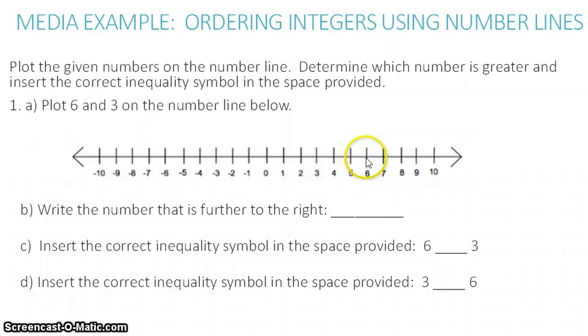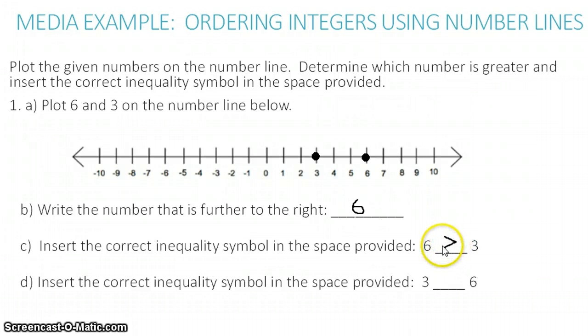So 6 is positive 6, which is right here, and 3 is located right here. The next question asks us, write the number that is further to the right. So the number further to the right is 6. Insert the correct inequality symbol in the space provided. So when a number is further to the right on the number line, that means it's greater than the number to the left of it. So 6 is greater than 3.